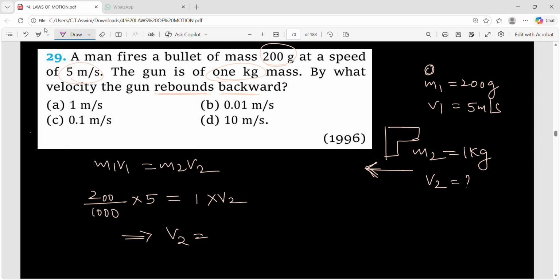So V2 will be what? What gets cancelled here? 2 zeros cancel. 5 one time, 5 two times, 2 one time, 2 one time. So nothing is left, so 1. So 1 meter per second. So what is the velocity of the gun now? It is 1 meter per second in backward direction. Answer is option number A.